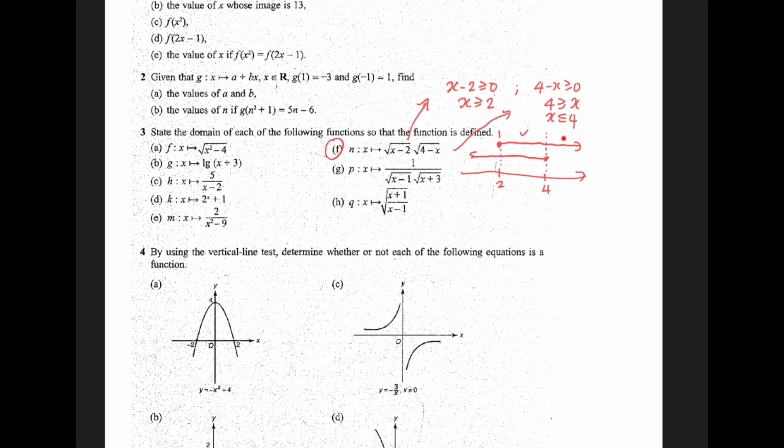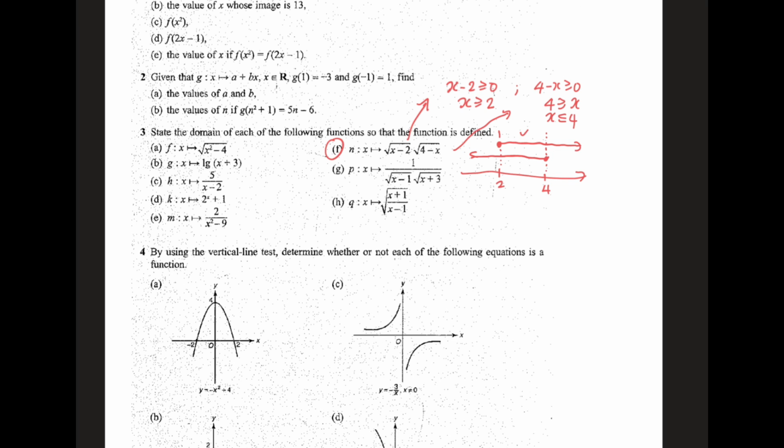So what happens if you take a value greater than 4? For example, you take 5. So this is acceptable, but this is not acceptable. So it will make the function undefined. If you take a value here, for example x equal to 1, x equal to 1 makes the first square root undefined because it's negative, but it makes the second square root defined. So overall, it makes it undefined. So to make the whole function defined, we have to take the common region 2 to 4.